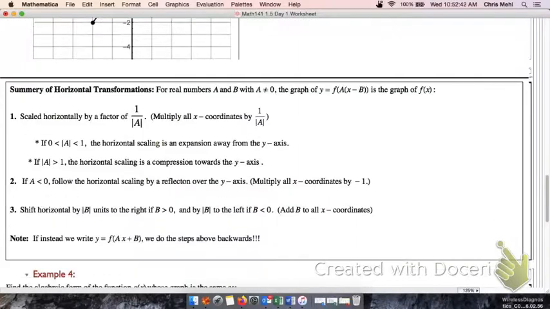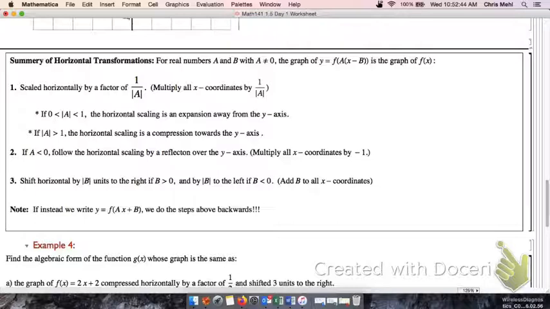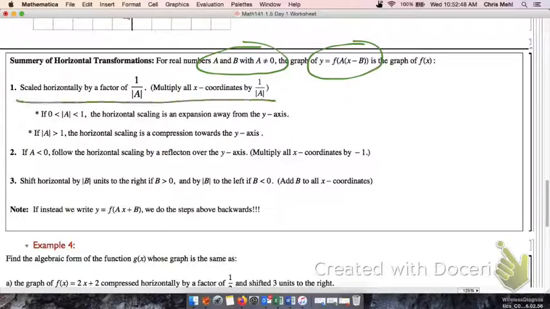Okay. Now, here's the summary of transformations. So again, for real numbers a and b, you want to make sure that a is non-zero. The graph of y equals f of a times x minus b is the graph of f of x. Now, first, you're going to scale horizontally by a factor of 1 over the absolute value of a.